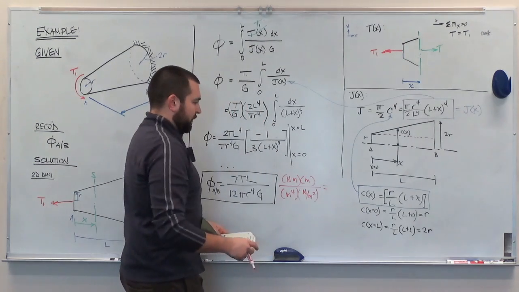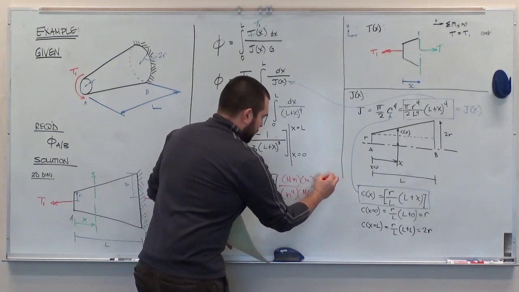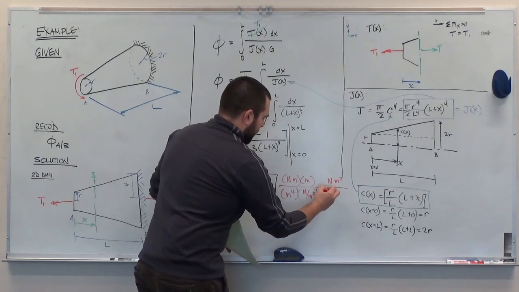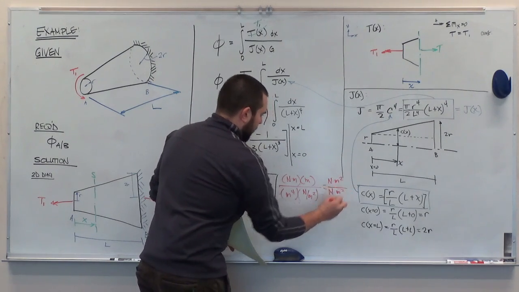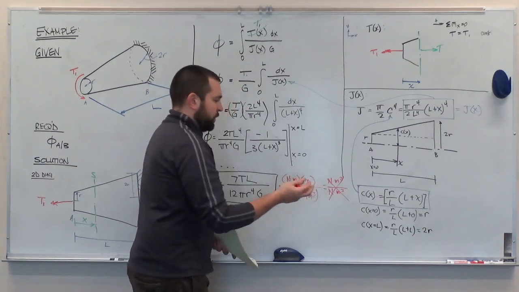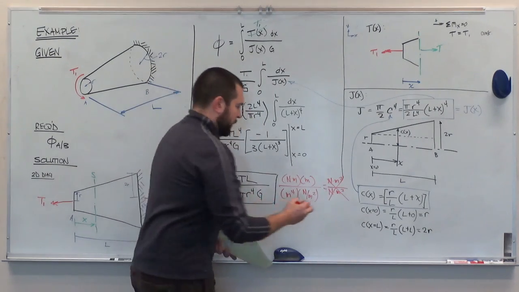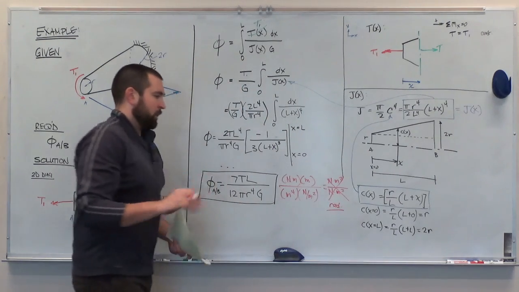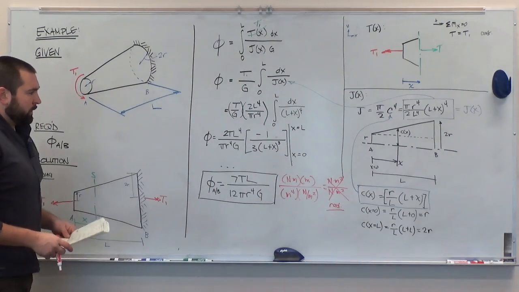Okay, so we can simplify this a little bit. We get newton times meter squared in the numerator, and we get newton times meter squared in the denominator. They cancel out, and so it appears unitless, but again, radians are a unitless value. So this is in radians. It works out in terms of units.